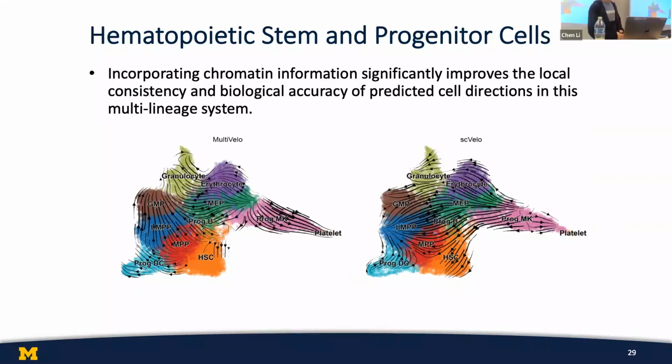Here on the left, the predicted direction goes from HSC into all other cell types. Some of the major cell types are TMP, granulocyte, erythrocyte, and platelet. But for the RNA velocity result, the stream plot is very strange. It doesn't start from the HSC and doesn't end at the terminal cell types.